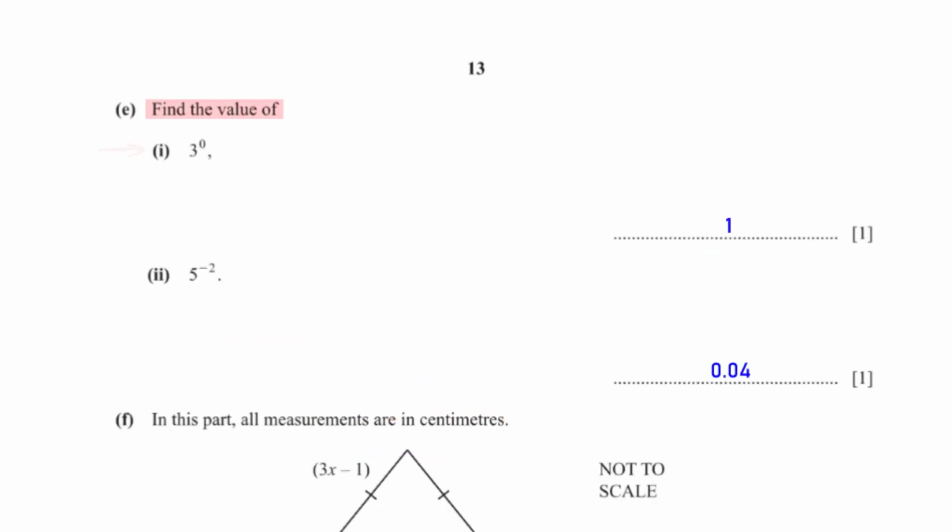Find the value of 3 raised to the power 0. Any number raised to the power 0 is 1, so 3 raised to the power 0 is 1. Find the value of 5 raised to the power negative 2. When we type this into the calculator, we get 0.04.